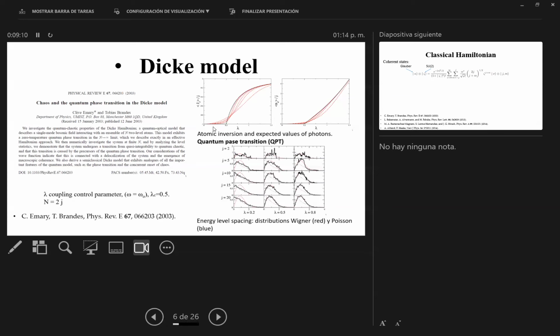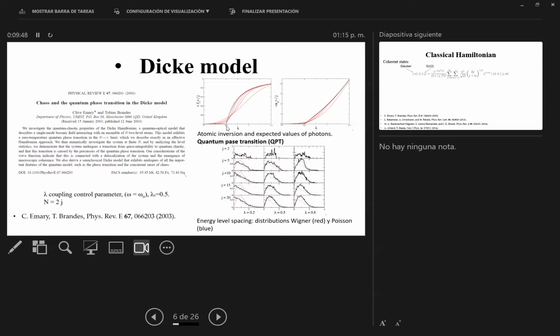And here, this guy plots the expected value of the JC operator, which is called the atomic inversion, and also the expected value of the photon number. As we see, the red lines are quantum calculations, and the black line is the classical limit. In this sense, the classical limit is when the number of particles goes to infinity. Sometimes it's called the thermodynamic limit.